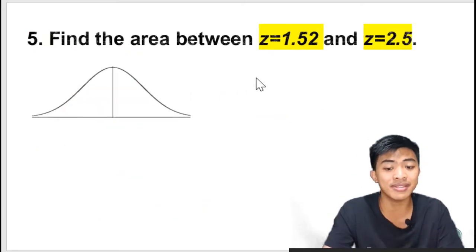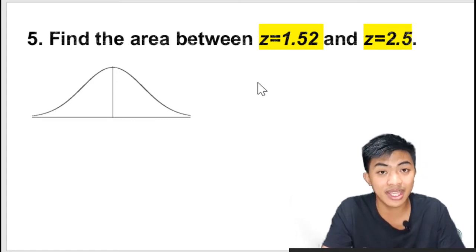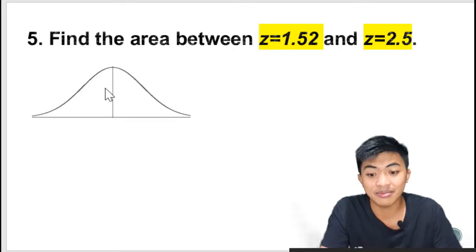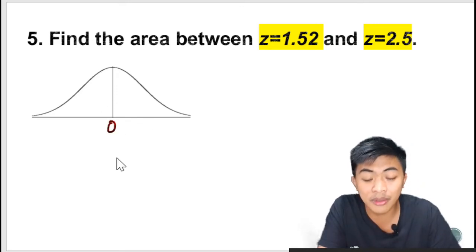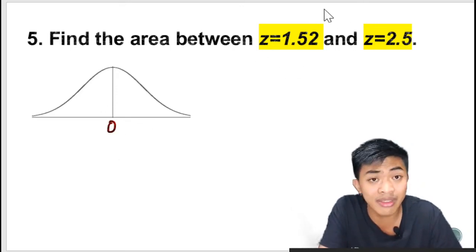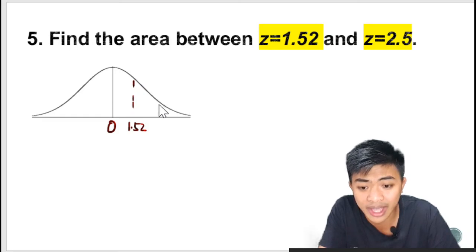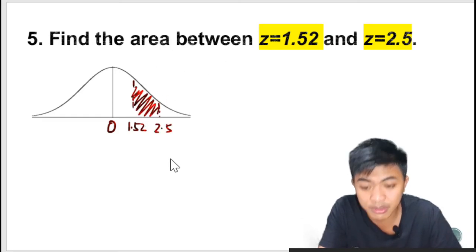Let's have the last example. Find the area between z equal to 1.52 and z equal to 2.5. First step is to sketch a normal curve. In the center, you plot 0. And then we're going to plot these z-scores, 1.52 and 2.5. We want the area in between them.